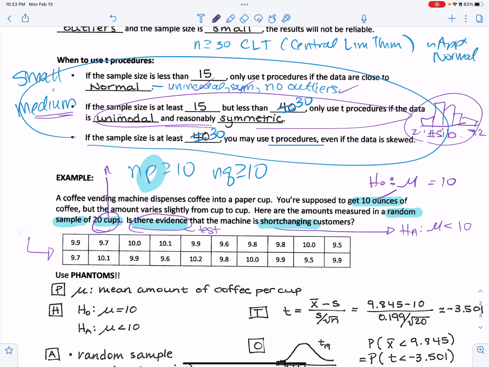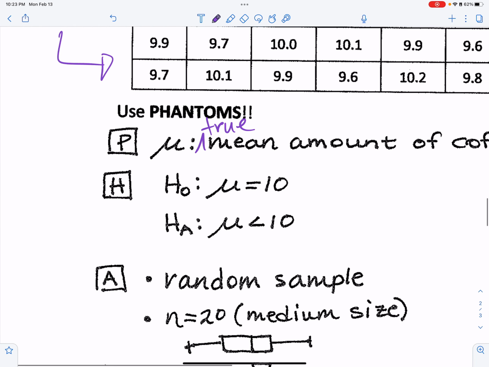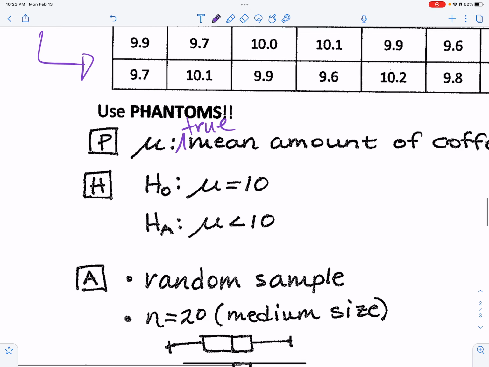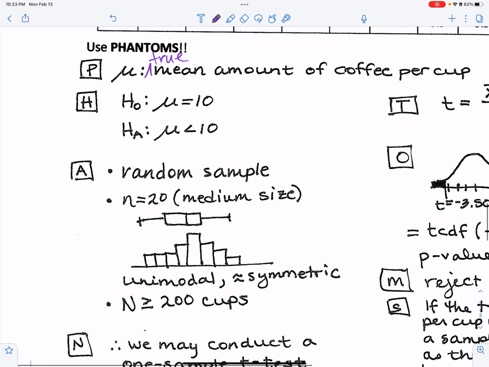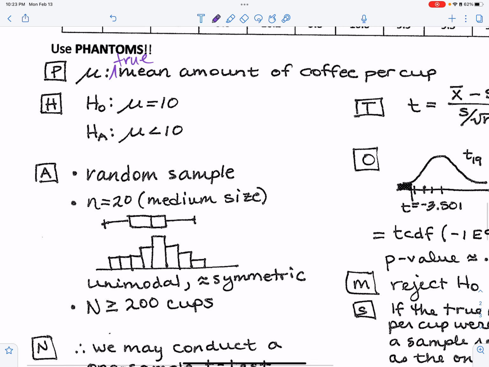So let's start with our PHANTOMS. P is, I like to say the true mean because it's the population mean, but this is not too bad. The mean amount of coffee per cup. I really like to be a little bit more specific: of this certain coffee vending machine, because it's not every single coffee vending machine. Okay? H0: mu is equal to 10. HA: mu is less than 10. Okay, let's look at our conditions. Random sample, n is equal to 20.